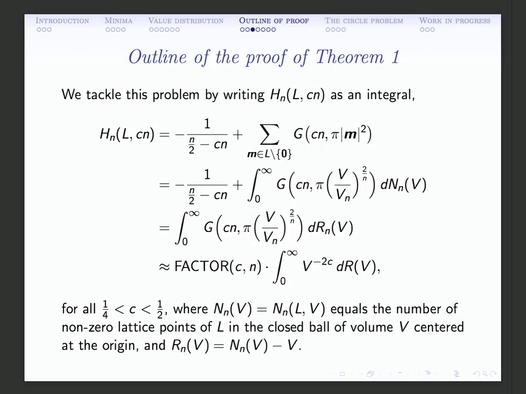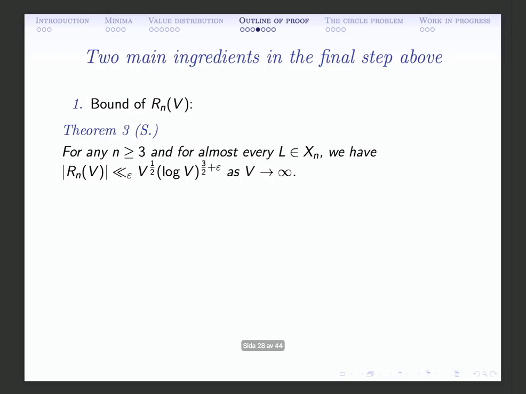So I'll try to tell you more about what I think are the two main steps in order to understand this approximate equality on the last row. So the first is you need to bound the error term in the circle problem or sphere problem in high dimensions. So Rn of v tells you: you count the number of points in a lattice in a ball of volume v centered at the origin, and you remove the volume of the ball. So it's the error term in the circle problem.